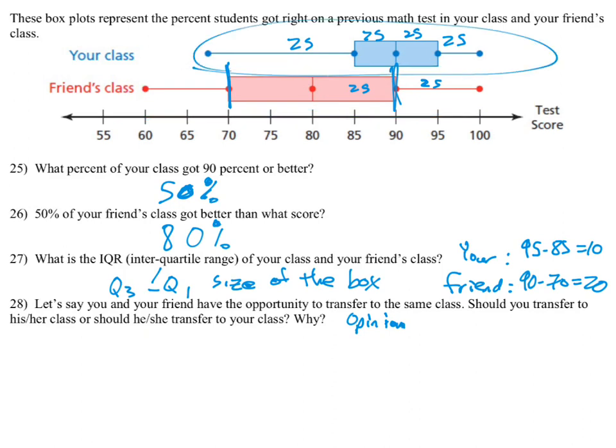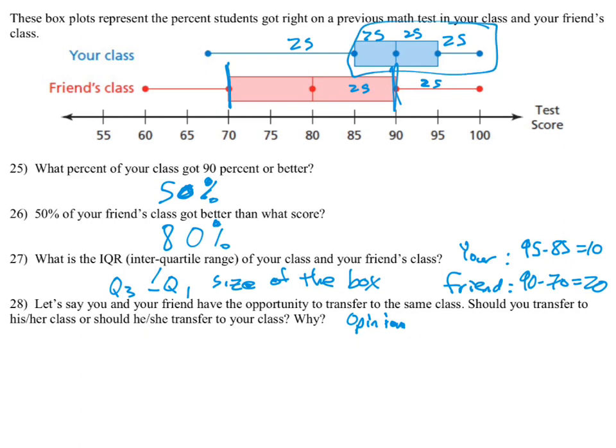Which of these two groups is going to be scoring the highest? Well, you have to remember that 50% of your class got 90% or better on the test. And in your friend's class, 50% got 80 or higher, right? Your friend's class has the lowest minimum of 60. In your class, the lowest score is about 68. There are a lot of things about these box plots that let you know your class is getting the highest scores. Even though someone in both classes got 100, yours is more weighted toward the higher scores.